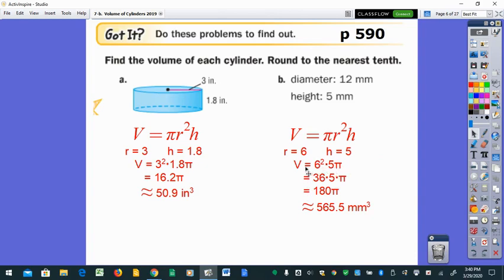So really what we want to see on your paper is what you are substituting in. So the line that I'm kind of tracing right here, we want to see that exact answer of 180 pi, and then your approximate answer should only have 1 decimal place, rounded correctly, and your units should have cubed because volume is that 3-dimensional unit, as we've talked about.